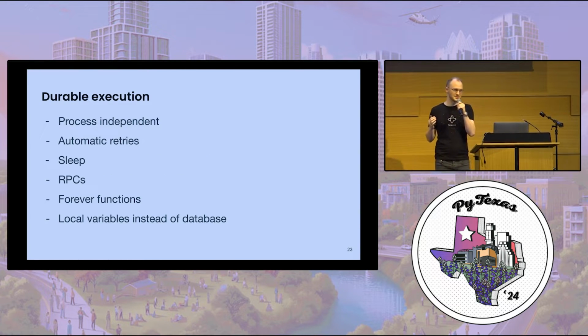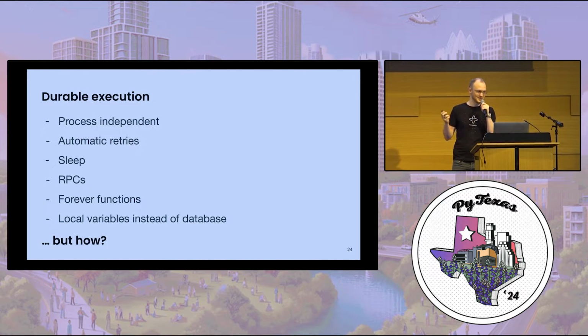So in summary, durable execution is process independent with automatic retries and timeouts. Sleep for arbitrary periods of time, send it RPCs, have functions that run forever, and you can use local variables or instance variables instead of a database. But how the heck does this work?